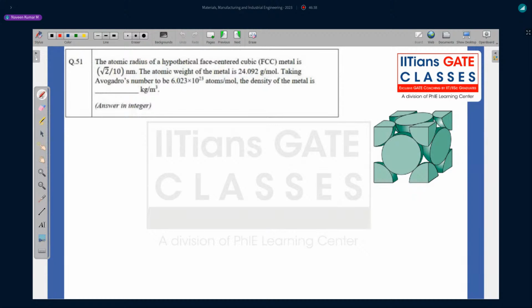People do not expect a material science question, but out of the blue they gave this one. Good, we can solve it easily. So let's solve the question. Okay, so what is given here?